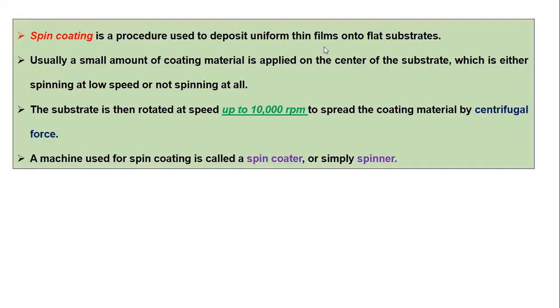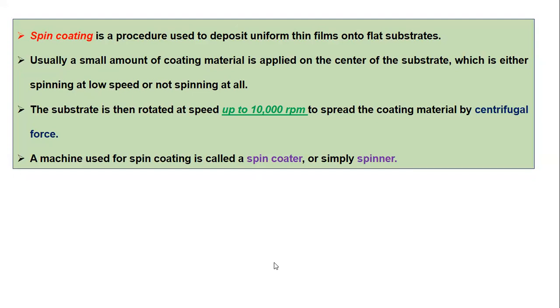So what is meant by spin coating, and why is this procedure important during the preparation of thin films? Spin coating is a procedure used to deposit a uniform thin film onto a flat substrate. This is also one of the types of systems to deposit a sample onto a flat substrate.